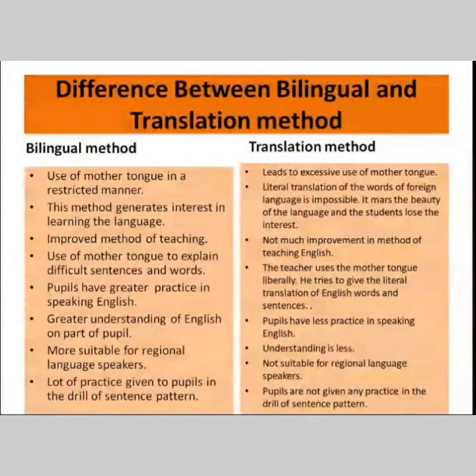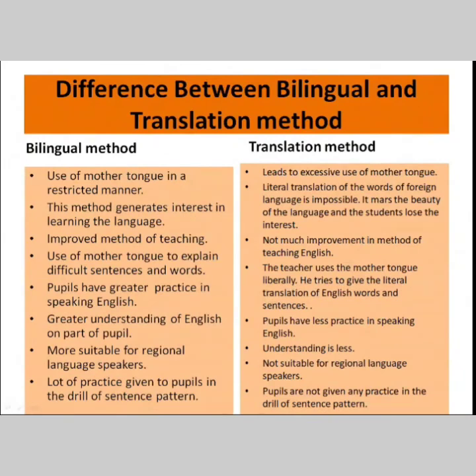Next is difference between bilingual and translation method. Number 1, in bilingual method, use of mother tongue in a restricted manner. But in translation method, make use of mother tongue excessively. Number 2, this method generates interest in the learning of the language. And in translation method, sometimes the literal translation of the words of foreign language is impossible, and it mars the beauty of the language, and the students lose the interest.